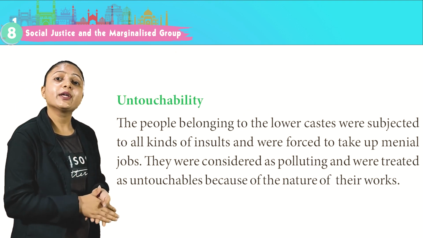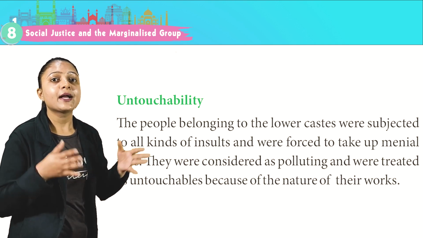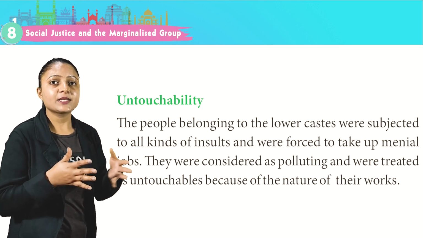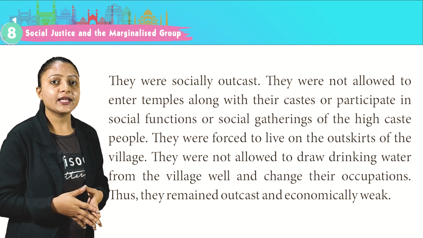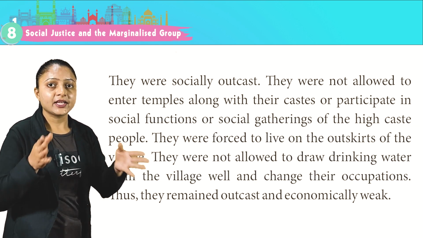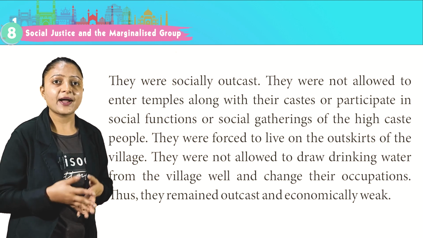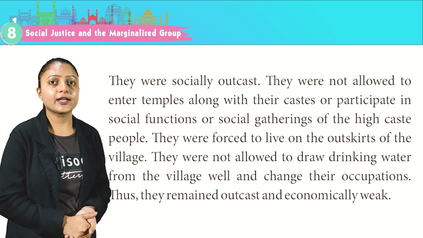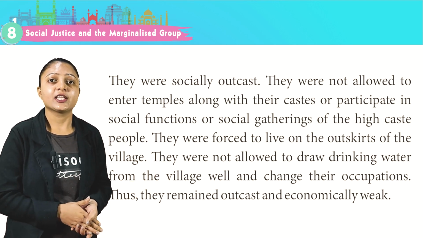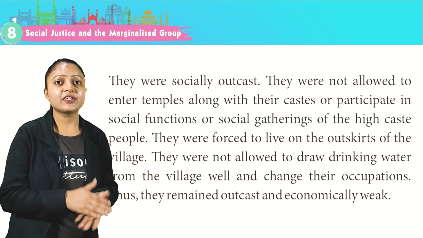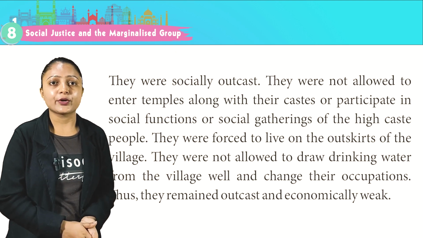Untouchability. The people belonging to the lower caste were subjected to all kinds of insults and were forced to take up menial jobs. They were considered as polluting and were treated as untouchables because of the nature of their work. They were socially outcast. They were not allowed to enter temples along with their caste or participate in social functions or social gatherings of the high caste people. They were forced to live on the outskirts of the village. They were not allowed to draw drinking water from the village well or change their occupation. Thus they remained outcast and economically weak.